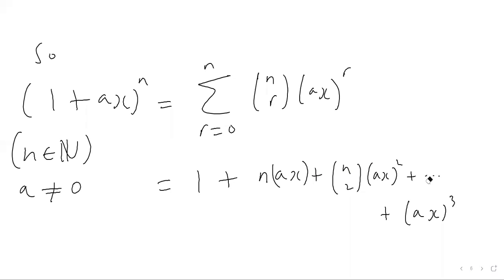Let's actually just write this here just to be clear. So our next number in the expansion is going to be n choose 3 times ax cubed, and then plus dot dot dot until we get up to our final term, until we get up to this here. Sorry, this should be an n here. Sorry, forget this. This should be ax to the power of n.